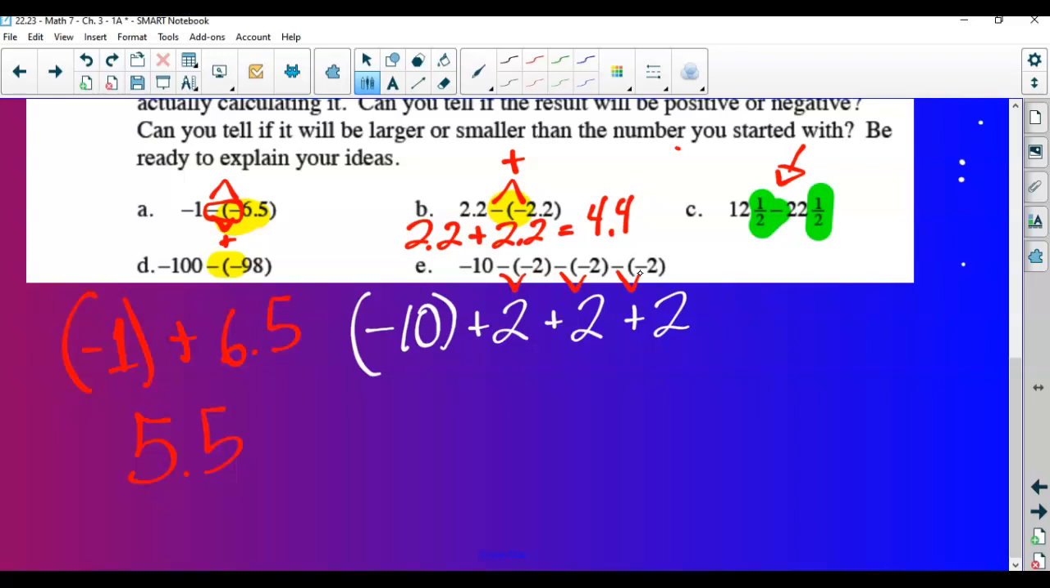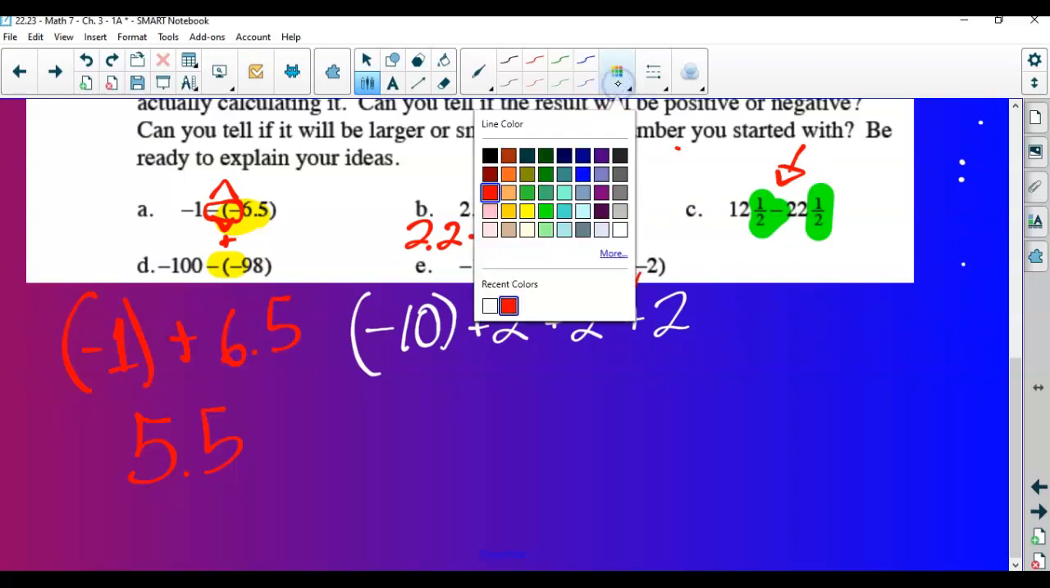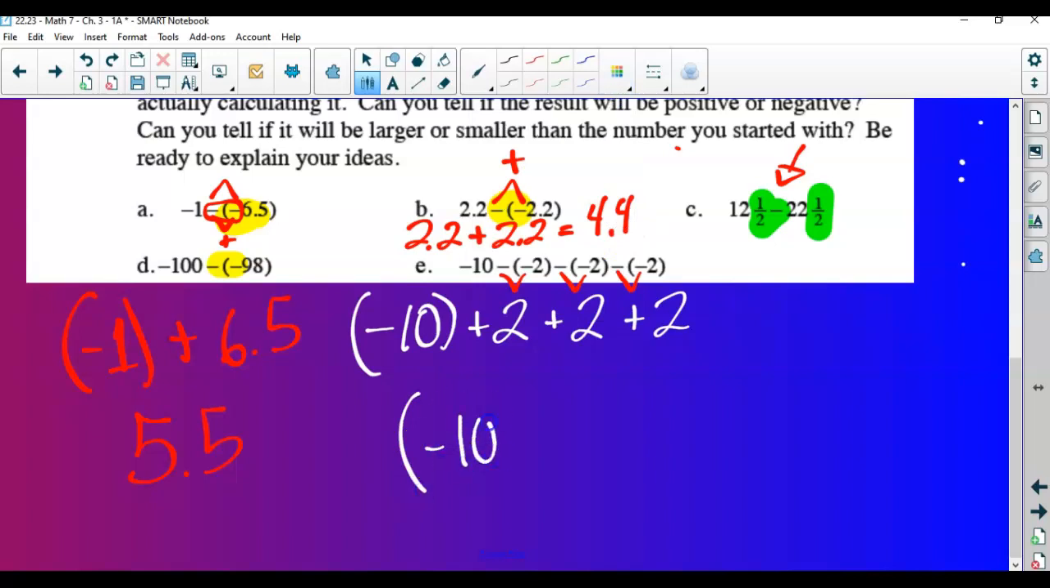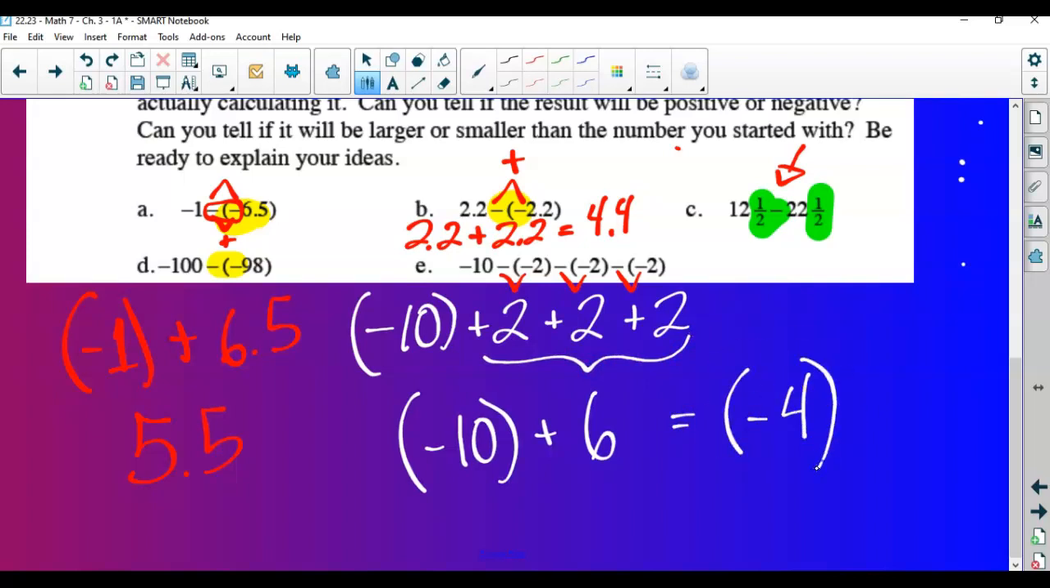Sorry, Miss. Go again. So I decided to simplify it kind of. I did 2 plus 2 plus 2, which would be 6, and then I did negative 10 plus 6, which is negative 4. So you end up getting what? Negative 4 ends up winning. Absolutely right. Fantastic.